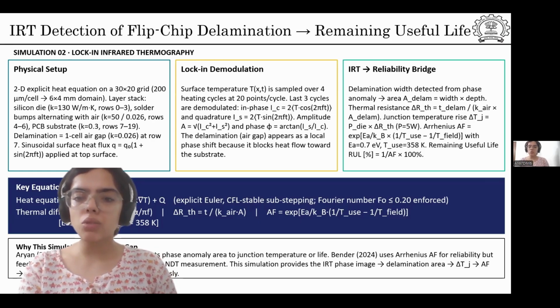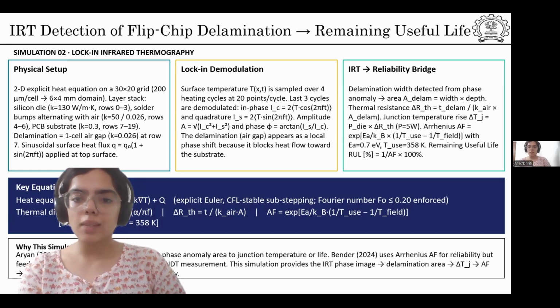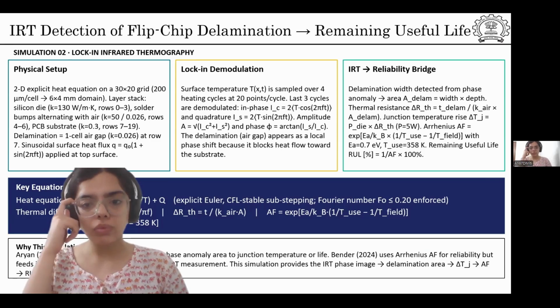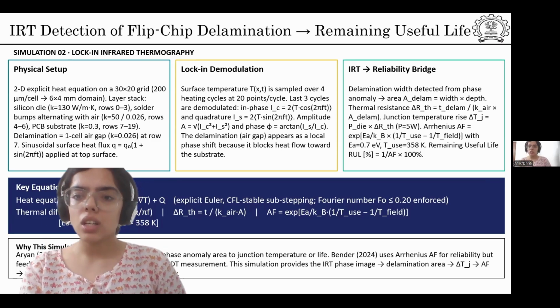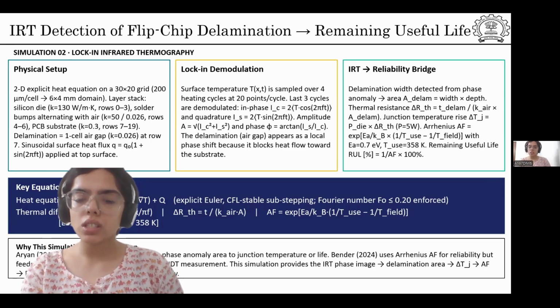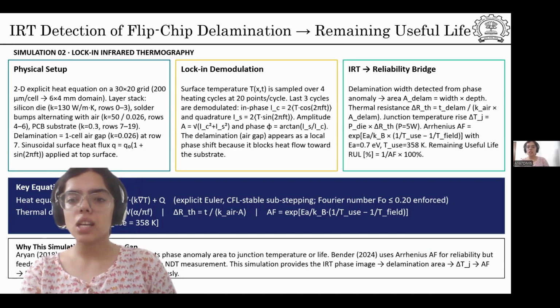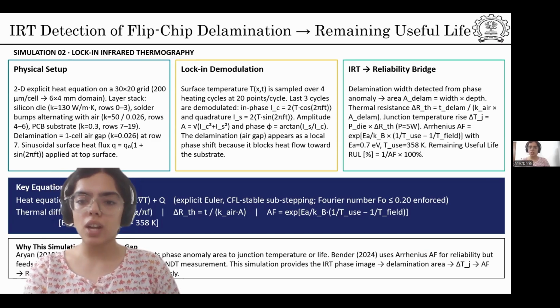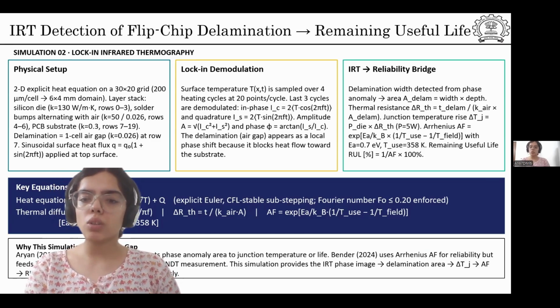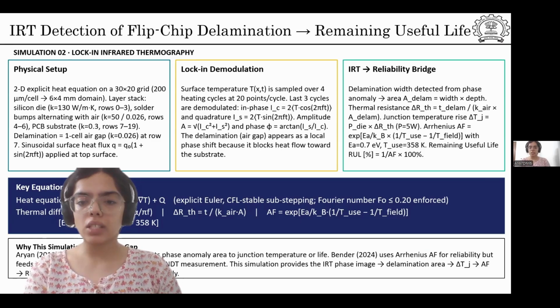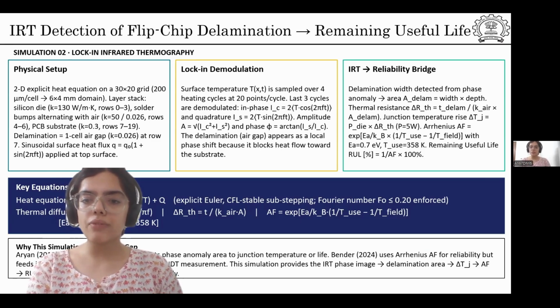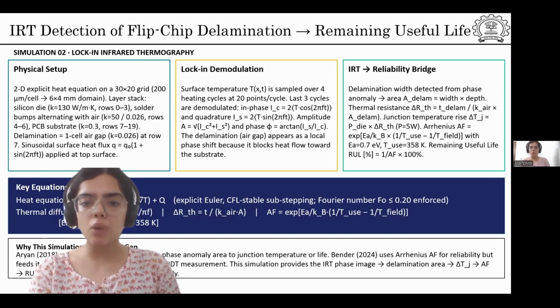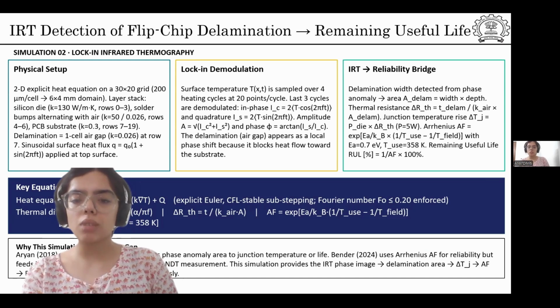We apply a sinusoidal surface heat flux that matches lock-in IRT excitation. In the lock-in demodulation, surface temperature is sampled over 4 cycles. The last 3 are demodulated to extract in-phase and quadrature components, giving amplitude and phase. The delamination appears as a phase anomaly because air blocks heat flow towards the substrate.